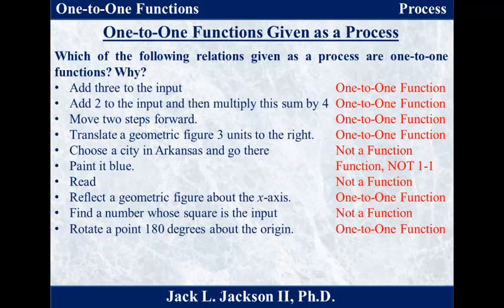Reading something, so that's definitely not a function, because one person can read more than one thing. So a person might be first coordinate several times. Reflecting a geometric figure about the x-axis is a one-to-one function. Finding a number whose square is the input is not a function. So let me make sure we understand that. The input is the square of the output. So (4, 2) and (4, -2) are both points on that, so that's not a function. Rotating a point 180 degrees about the origin is a one-to-one function.